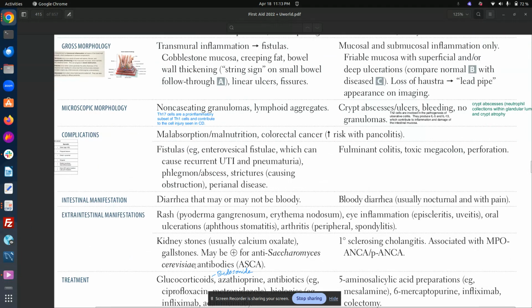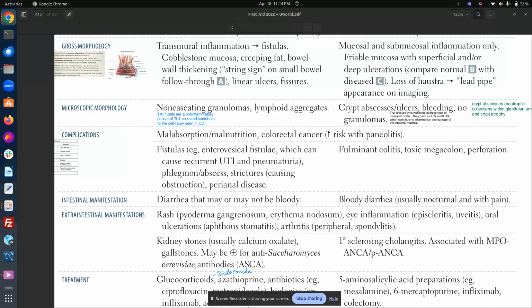Extraintestinal manifestations, they usually ask a lot of questions from this particular thing, that what are the extraintestinal manifestations which are particular to Crohn's and which are particular to ulcerative colitis. So rash, pyoderma gangrenosum or erythema nodosum we can see in both ulcerative colitis and Crohn's disease, eye inflammation like episcleritis, uveitis, oral ulcers, which we also call aphthous stomatitis. It is more common in Crohn's rather than in UC. Arthritis, peripheral or spondylitis, we can see in both.